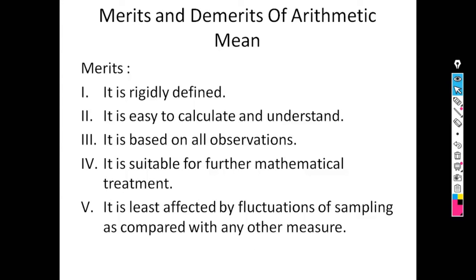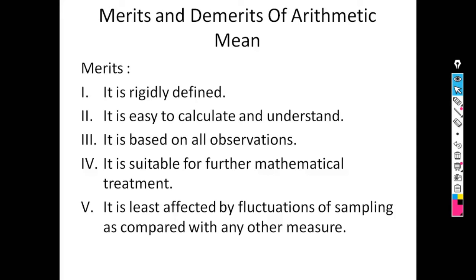The last topic of our first measure of central tendency, that is arithmetic mean, is merits and demerits of arithmetic mean. First we will see what are the merits. First merit is it is rigidly defined. Rigid means the value of arithmetic mean is fixed. If the arithmetic mean is calculated by two different people at two different places at any time, their answer should be unique, means it is rigidly defined.